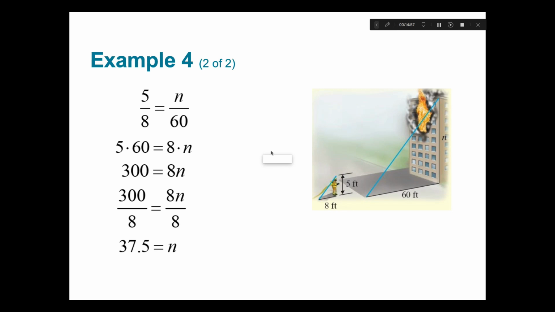Then it's going to ask you to set up ratios of congruency. So you're going to set up that ratio. Then it's going to ask you to find those missing numbers. Any questions over any of that? Okay.